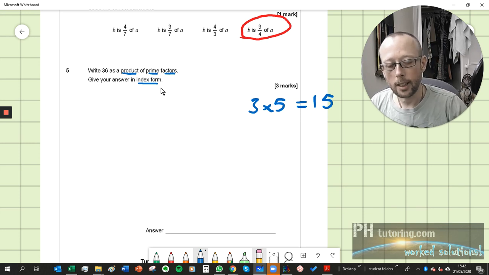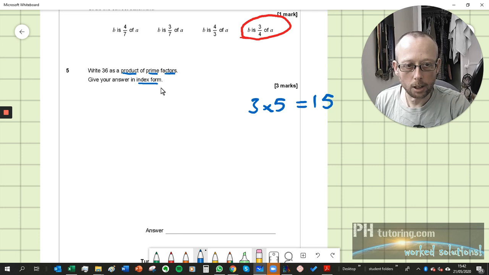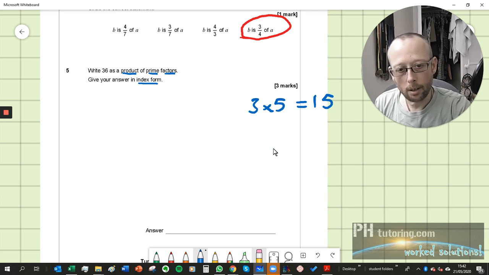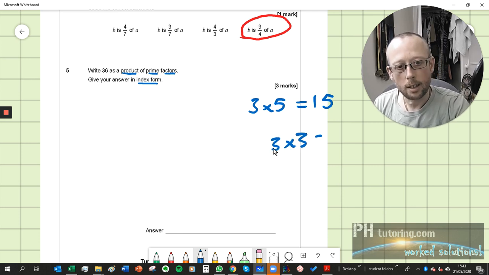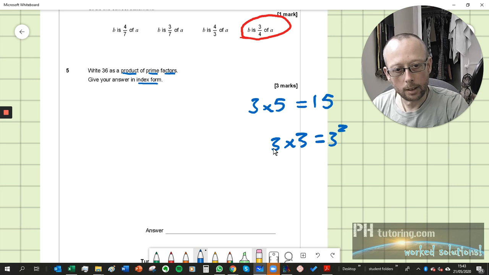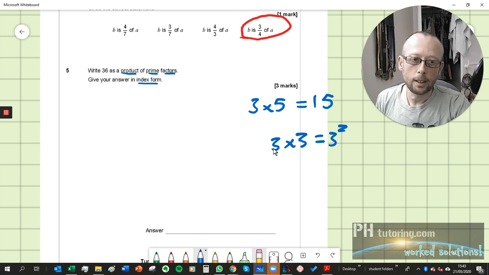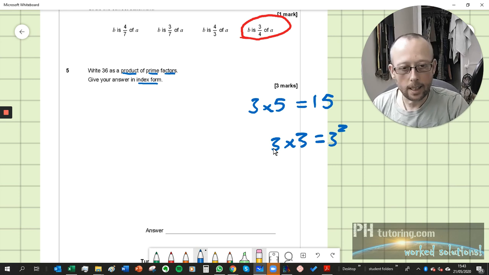Index form. Index just means powers. So instead of writing 3 times 3, the index form would be 3 squared. Okay, so 3 squared is the index form.